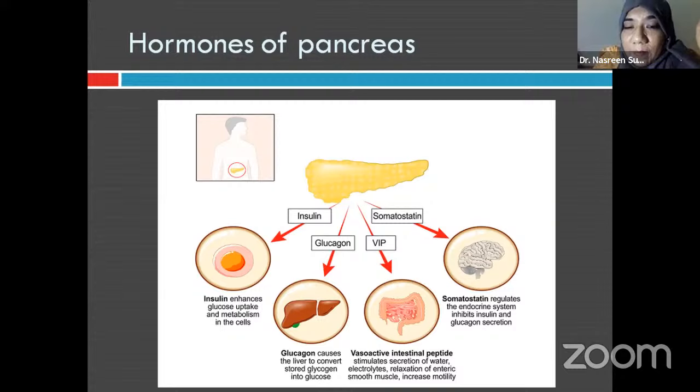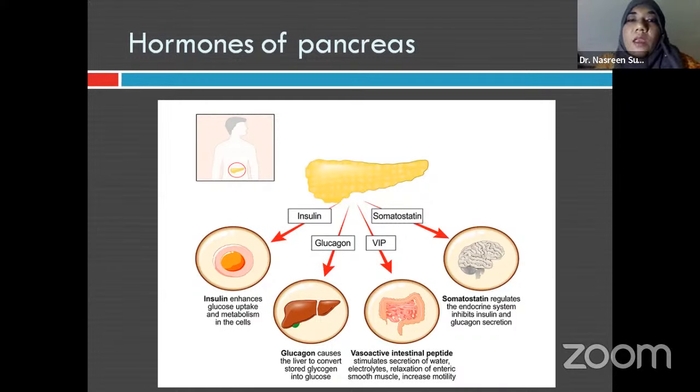Vasoactive intestinal peptide stimulates the secretion of water and electrolytes, and it increases motility in the intestines. And finally, you have somatostatin, which regulates the secretion of insulin and glucagon. In addition, if it is for 2 marks, this is enough. If the same question is asked for 5 marks, you can write how many types of cells there are in the pancreas and which cells produce which hormones.